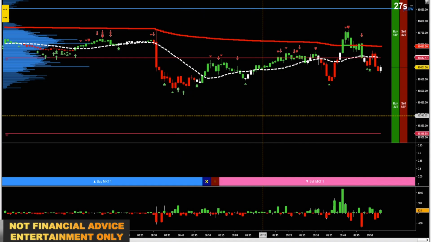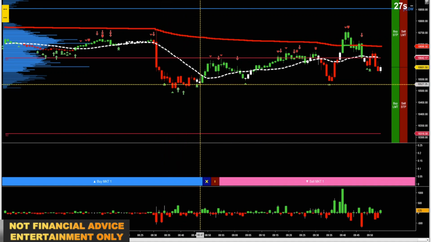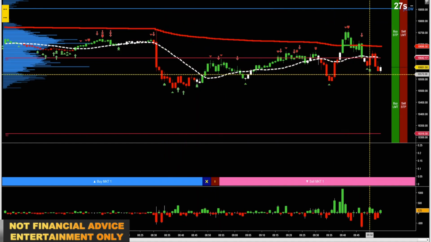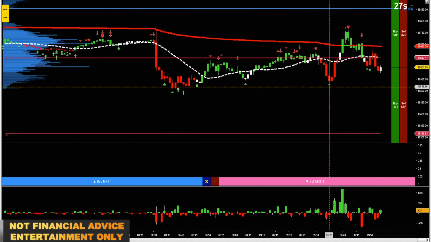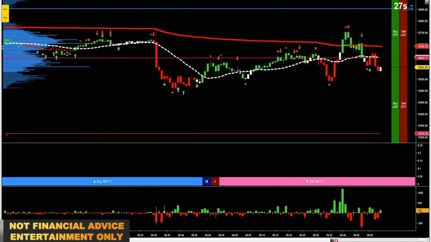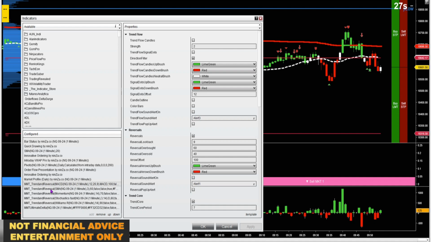I'm going divergence crazy over here. Look at all these divergence signals. It's all these triangles. The arrows are reversal arrows. The triangles are divergence. I've also got some longer term candles on the chart. This is from the MACD. I've got 5 different instances of the MMT trend and reversal indicator on the chart.